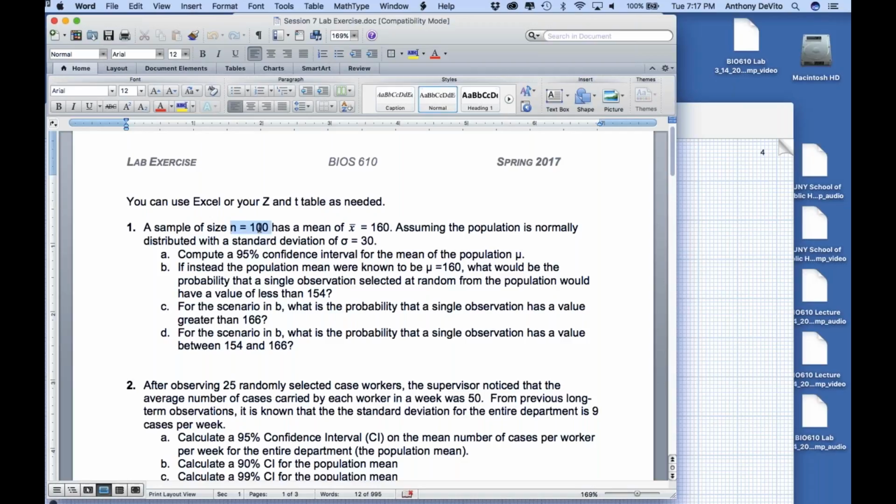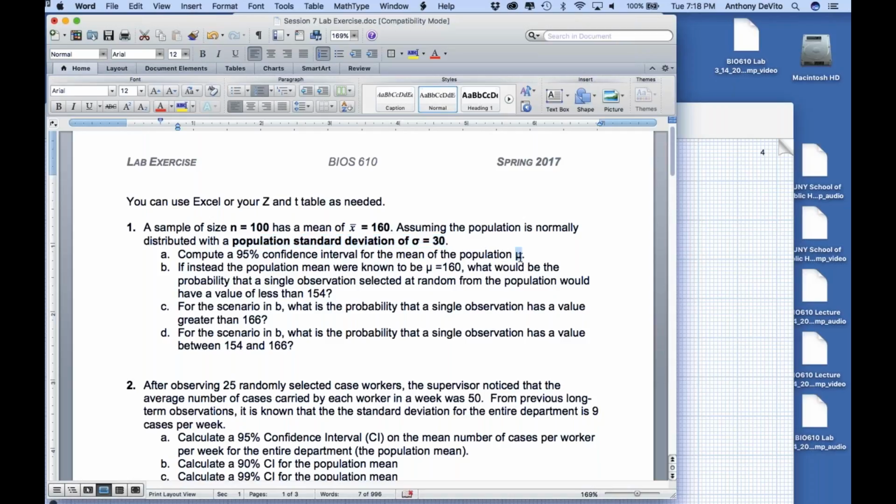A sample of size 100 has a mean of 160. Assuming the population is normally distributed, we know the population standard deviation. Is this kind of an artificial situation? Well, yeah, but for the moment, that's the way we're going to deal with it. We've taken a sample size of 100. We have a mean of 160. And our population standard deviation, what we call sigma, is equal to 30. Compute a 95% confidence interval for the mean of the population.